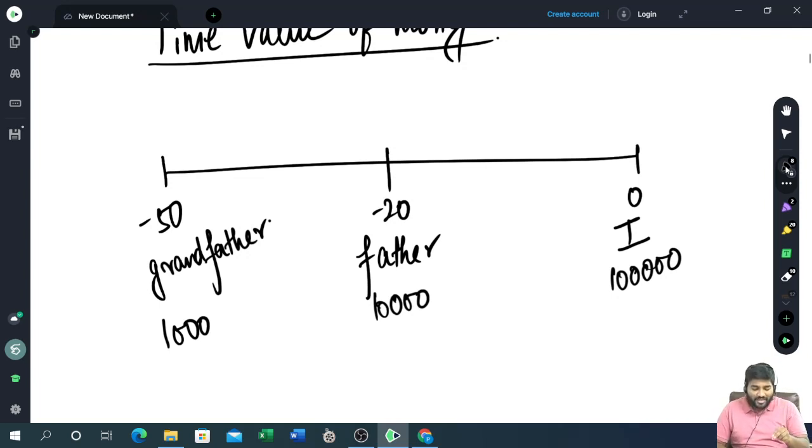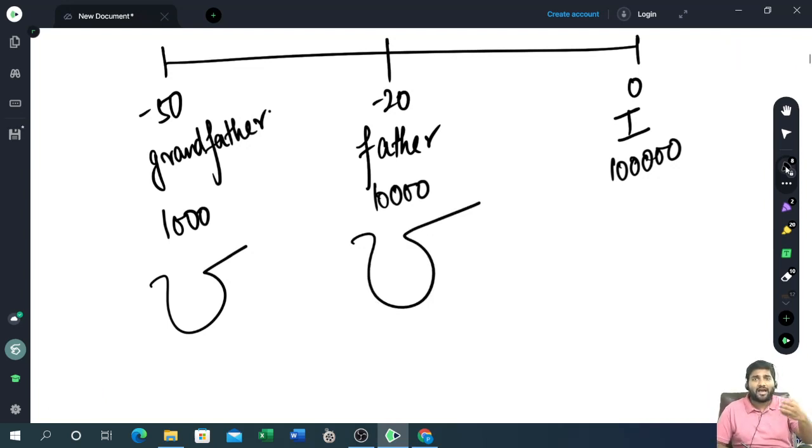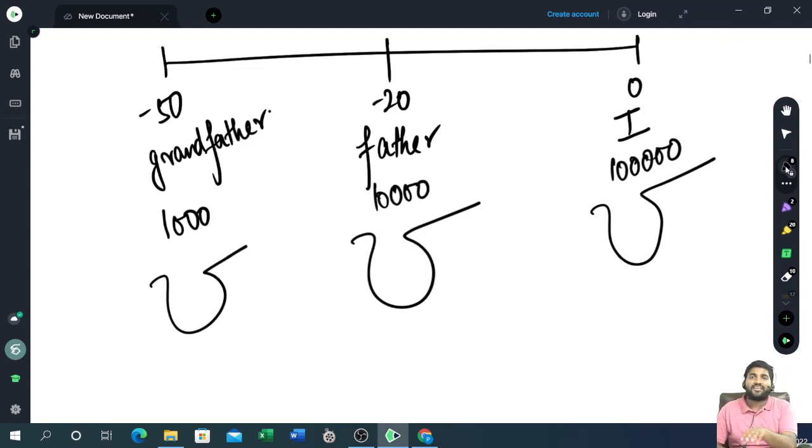So if you see, 50 years back, when my grandfather used to earn, he used to buy some bundle of goods. 20 years back, when my father used to earn, he used to buy some bundle of goods, like the normal household things, rice, atta, dal, the normal things which are necessities. Today also I am buying the same bundle of goods. So what observation can you see here? The thing I can see here is, for example, 50 years back I used to obtain the bundle of goods for 1000 rupees. 20 years back I am getting the same bundle of goods, let's say, for 10,000 rupees. And today I am getting the same bundle of goods for 1 lakh rupees.